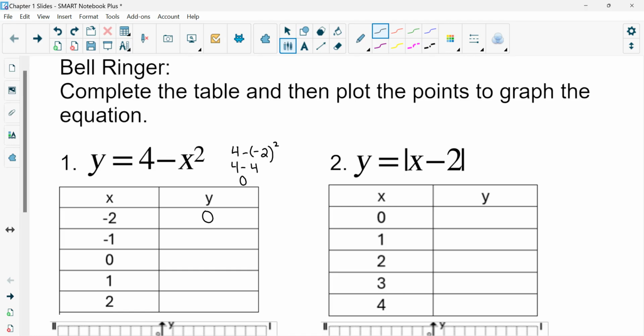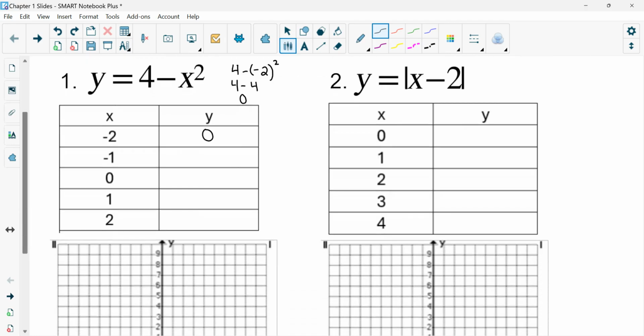You're then going to plug -1, 0, 1, and 2 in. And then you're going to just plot those points to get a graph. All right, so that's where we're starting right now. What's happening when we plug -1 in then? We have 4 minus -1 squared. -1 squared is 1. 4 minus 1 is 3.